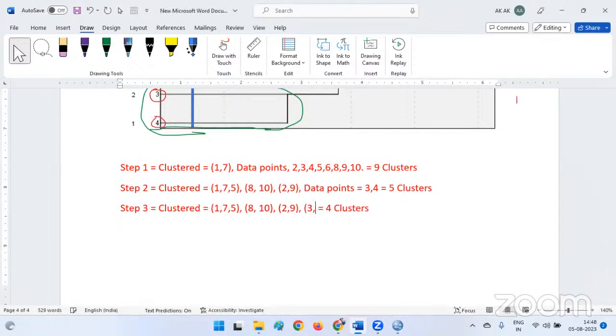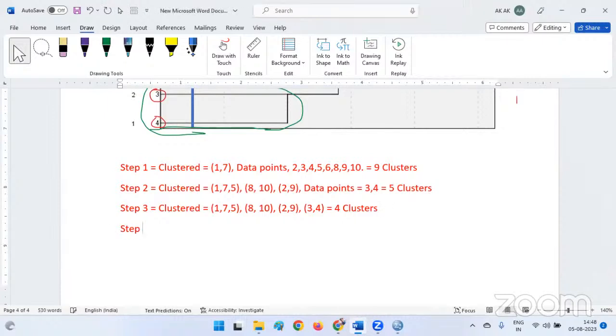3 and 4 are also clusters. Okay. 1, 7, 5, 8, 10, 2, 9, and 3, 4, there are 4 clusters. So slowly and steadily, we are going to reach the cluster behavior.